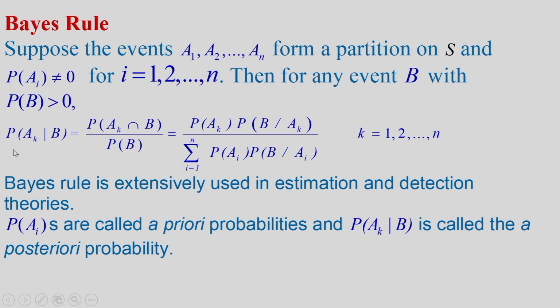So, this probability is now the a posteriori probability, or posterior probability, and it has extensive use in the estimation and detection theory. We have Bayesian estimation theory, we have Bayesian decision theory, and we will be discussing Bayesian estimation theory.